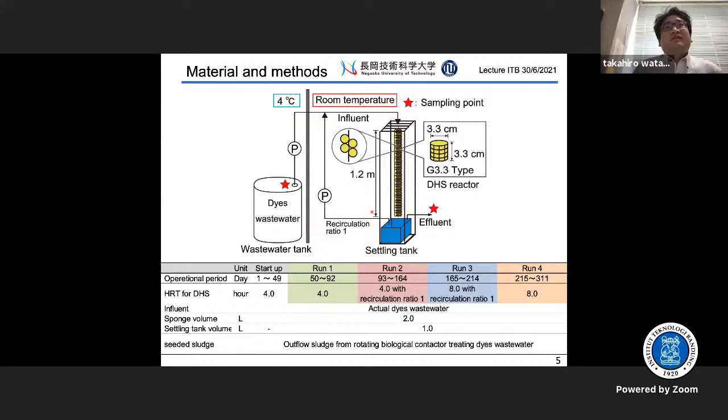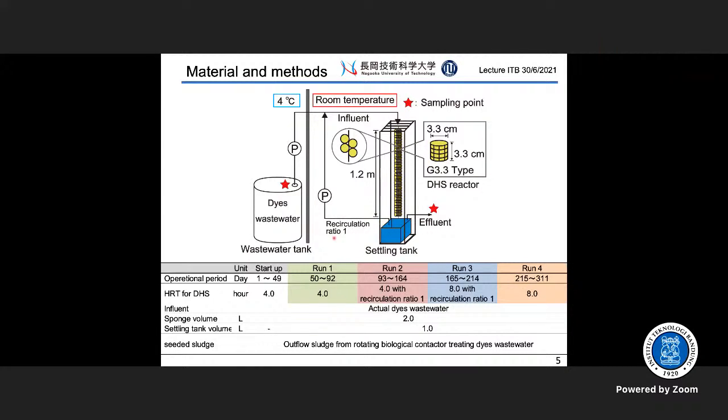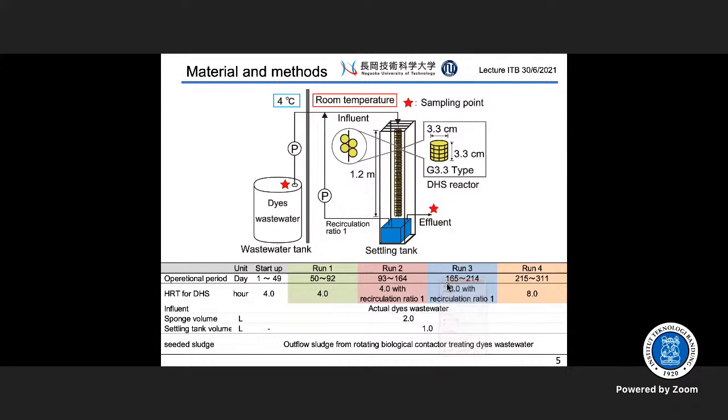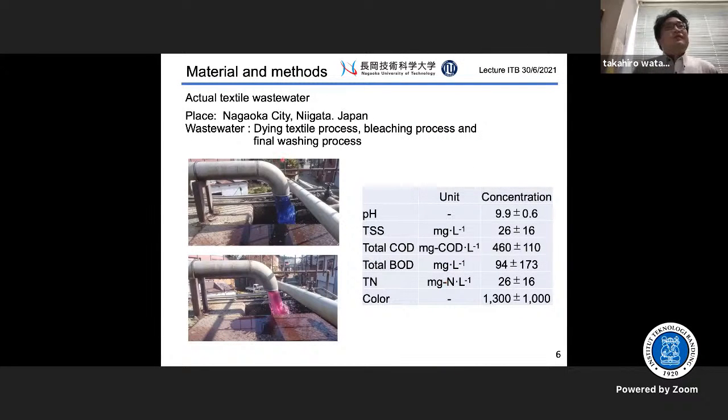Then we try to improve the treatment performance using recirculation. This is the operational condition. So this is the information on the textile wastewaters. The factory is located in Nagaoka city, close to my university. And this wastewater contains wastewater produced from the dyeing textile process, bleaching process, and final washing process.